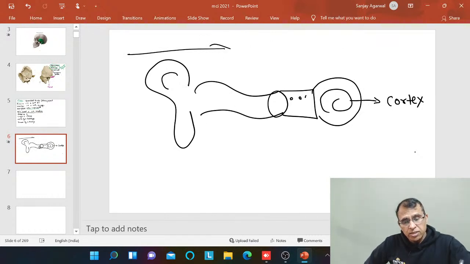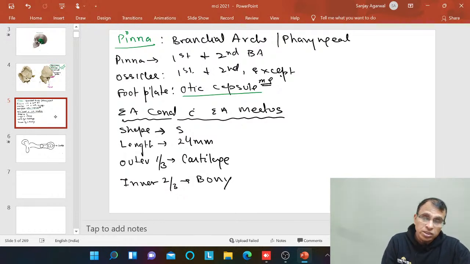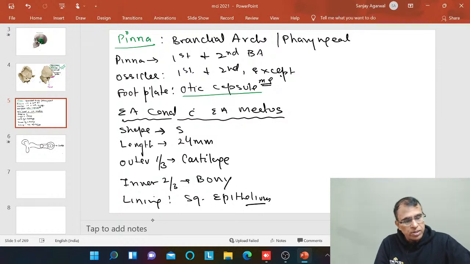More than outer and inner, you have to remember the fraction. What percentage is cartilage? What fraction is cartilage? 1/3 is cartilage, which is around 33%. And what fraction is bony? 2/3 of the inner part, which is roughly 67%, whatever. So that's what you remember. Now comes the important thing. What is the lining of the canal? Canal is lined by skin, and skin is also called squamous epithelium. So it's lined by skin or squamous epithelium.